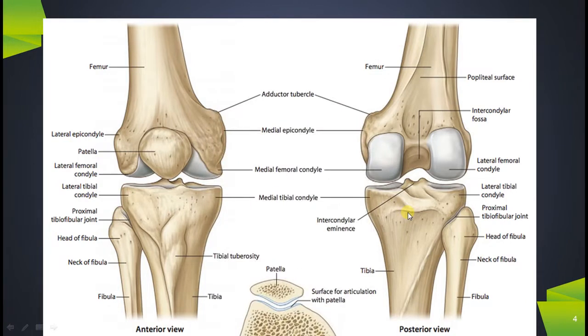So you are able to see the superior tibiofibular joint in an anterior view and a posterior view here. This is the tibial tuberosity. This is the soleal line. Above the soleal line you have the popliteus muscle inserting, and along the soleal line you have the soleus muscle taking its origin.